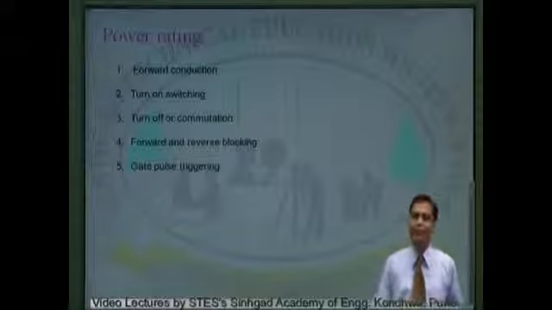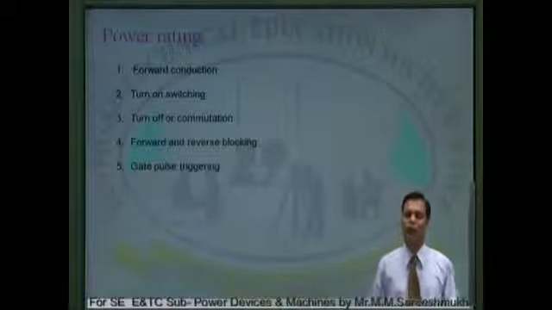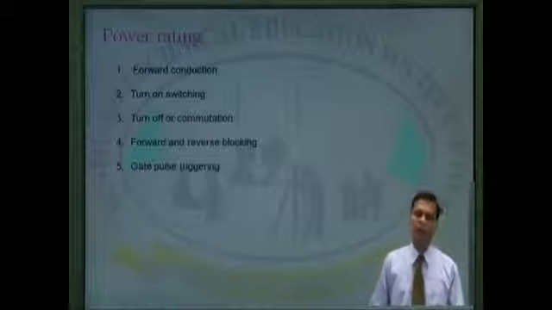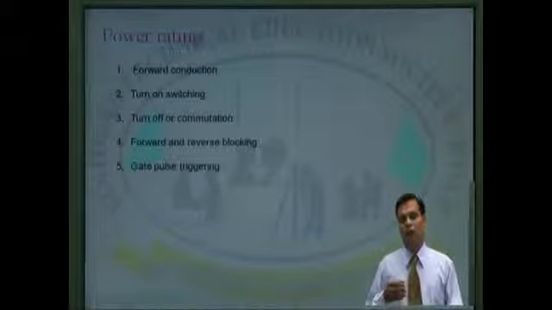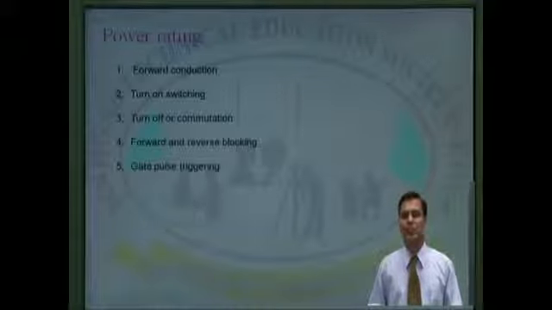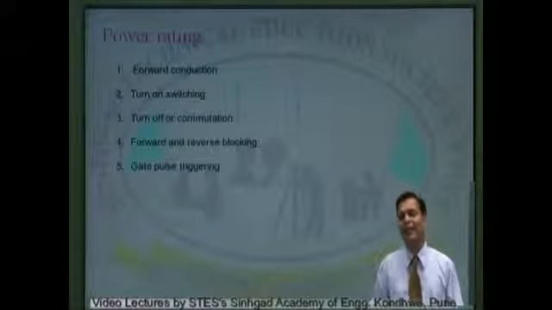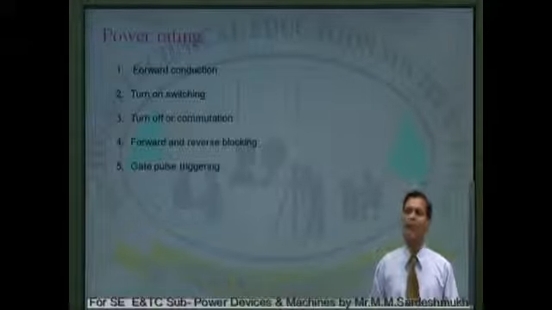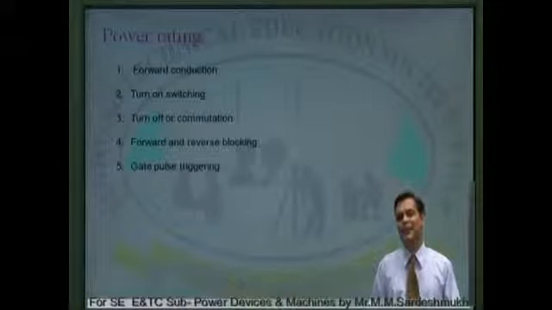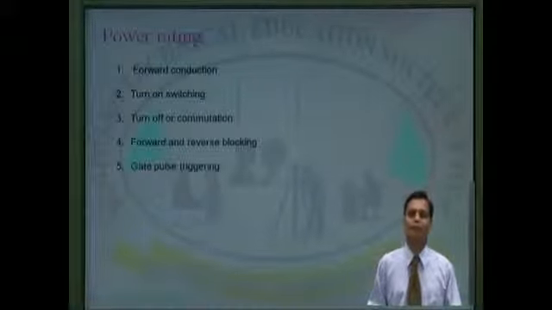Then the last one is the gate pulse triggering. This is nothing but the losses which occur across the gate terminal. As we know, the current flowing from anode to cathode can be controlled by controlling the gate signal. Different signals can be applied at the gate: we can apply DC, we can apply AC, as well as a pulse. If we apply DC, we are applying the signal continuously and unnecessarily wasting power, so it is nothing but power loss.